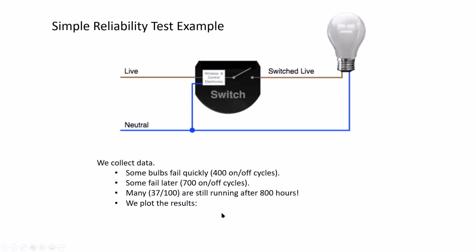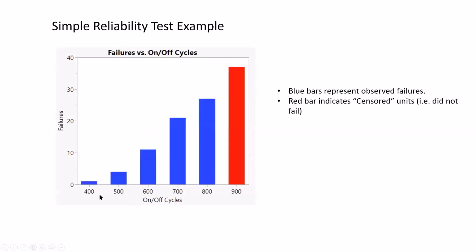So let's plot the results and see what we get, just with a simple bar chart. This is what that distribution looks like. We had some small number of bulbs that failed within the 400 window. We've actually got data on this, but just using the bar chart, we've got a few here at 400, more at 500, more at 600, more at 700, more at 800. But that's where our test stopped.